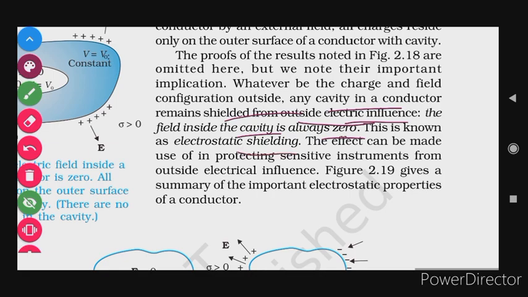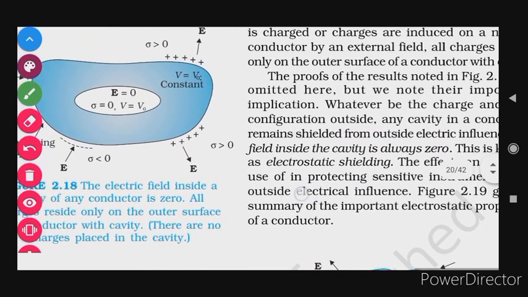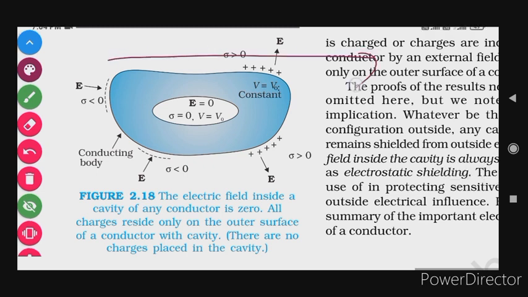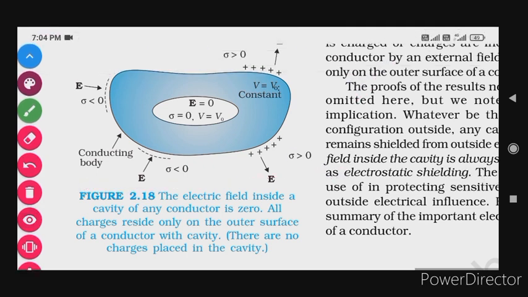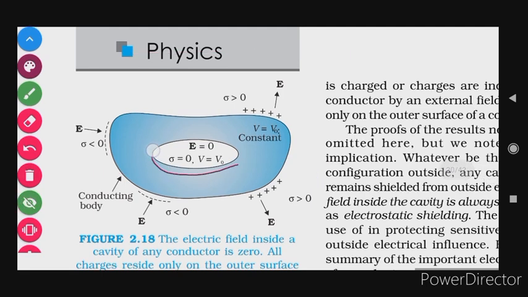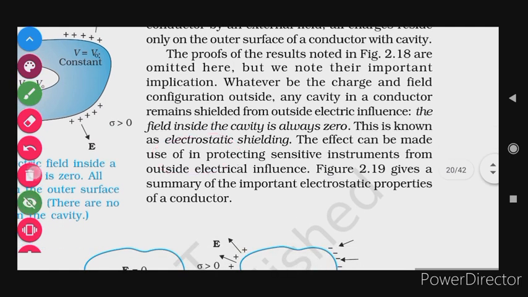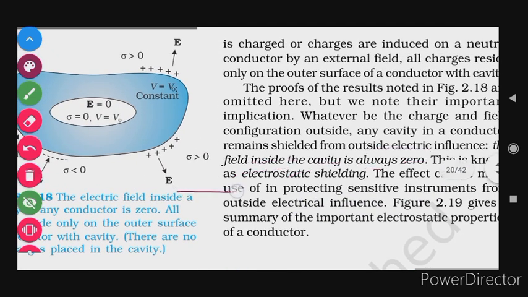This is very important. As I already told you, whether there is an electric field outside or not, if there is an electric field outside, there is a charge on the conductor, but there will be no electric field inside this cavity of the conductor, and it will be shielded from any external electric field. So this is very important. The effect can be used in protecting sensitive instruments from outside electrical influence. So this is very helpful.